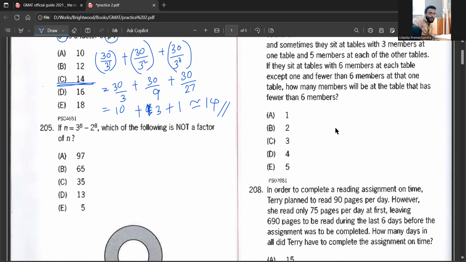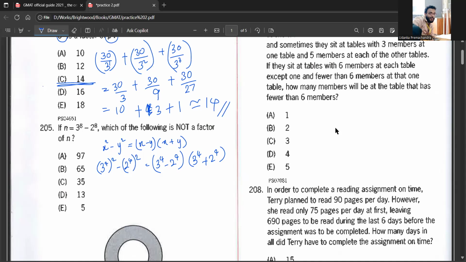In algebra there is a theorem for the difference of two squares: x squared minus y squared can be written as (x minus y) times (x plus y). So here you can write 3 to the power 8 as 3 to the power 4 squared, and 2 to the power 8 as 2 to the power 4 squared. Now you can write (3^4 minus 2^4) times (3^4 plus 2^4). Now simplify it and get the answer.